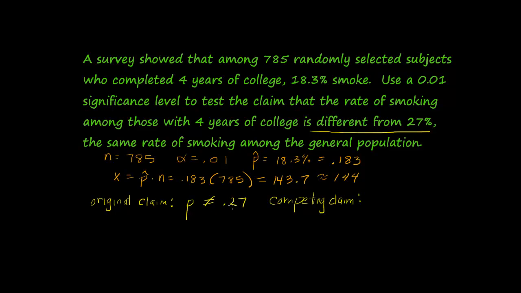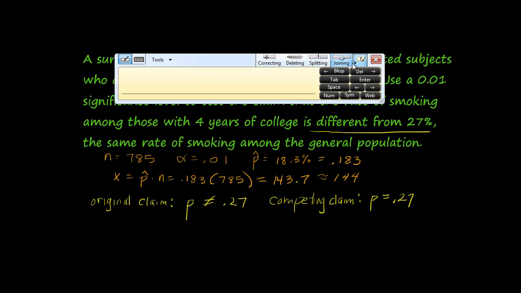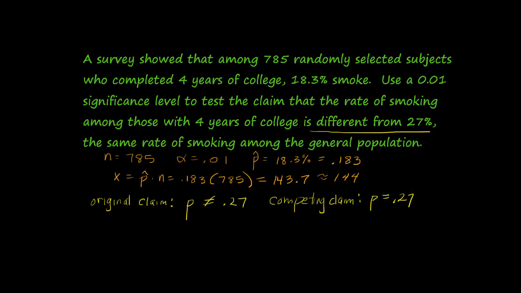Well, not equal to 0.27 covers everything except equal to 0.27. Okay, here we go with our null hypothesis. P is equal to 0.27. No thought really there. We know we're always going to use the equal sign. Here's where we have to stop and think. The alternate hypothesis. Okay, the competing claim contains the condition of equality, so the alternate hypothesis will be the original claim, not equal to 0.27. So here's where we see we have a two-tailed test.